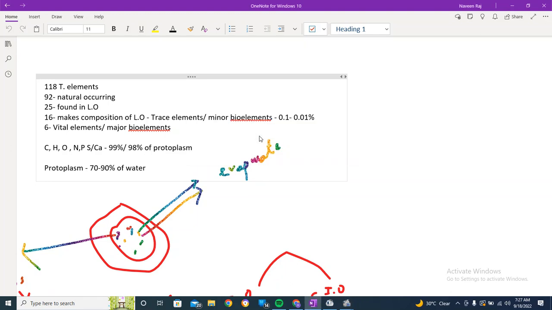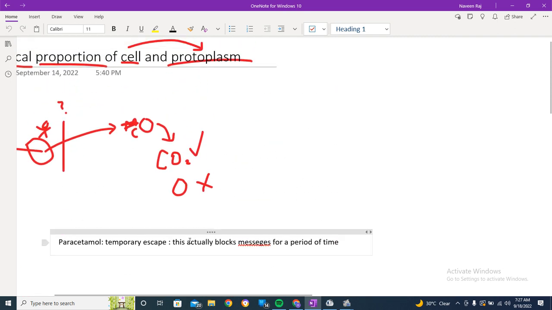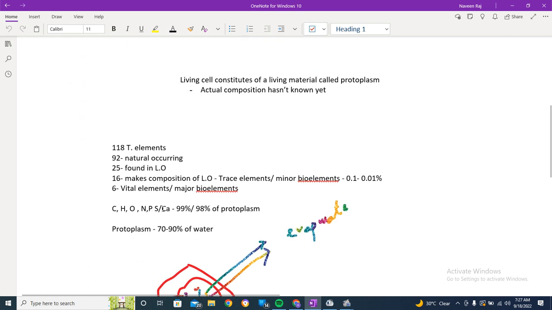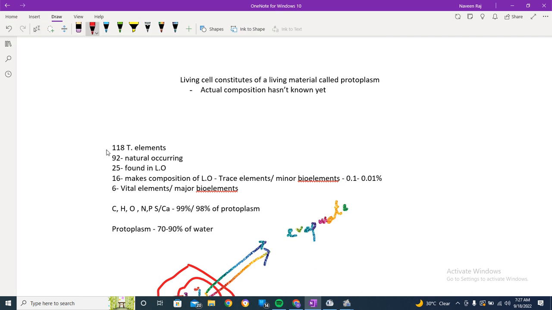So hey guys, welcome back to the video, and this is part 2 of biomolecules, the chemical proportion of the cell. In the very first part we discussed the proportion of the various elements in the cell. We discussed that there are 118 elements, out of which 92 are naturally occurring, and 25 of them are found in living organisms, while 16 out of 25 play a role in the composition of the body.